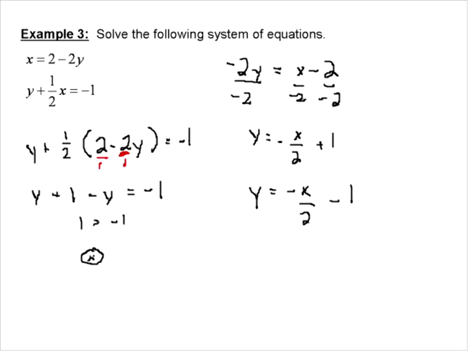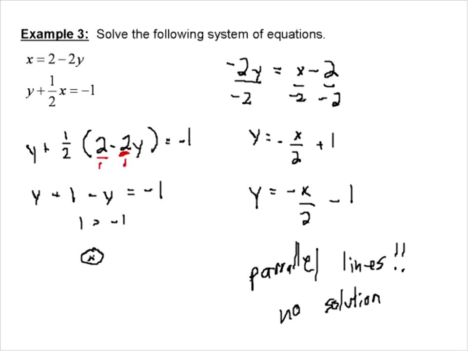What do we have here? What types of lines are these? Well, the slopes are the same. The intercepts are different. So if this is a different intercept but the slopes are the same, we have parallel lines. So what that means is there is no solution. So if you're ever solving a system of equations and you get an answer that makes no sense, the reason it makes no sense is because there's no solution.